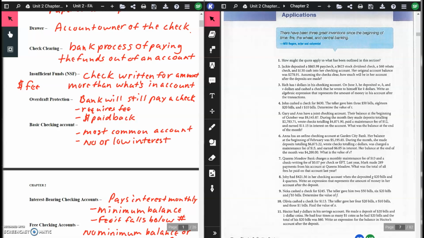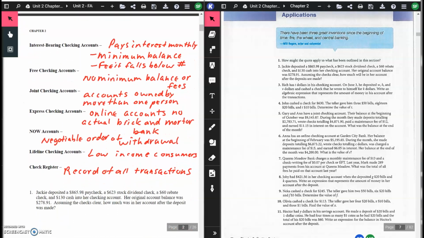Overdraft protection: the bank will still pay the check. This requires a fee, and the money that you pay has to be paid back. Basic checking account: this is the most common account. It often has no or low interest, and you can do the basics of writing checks, depositing money, things like that.